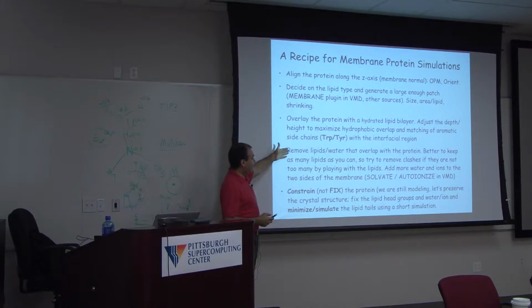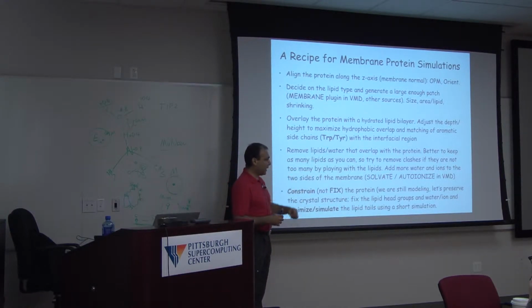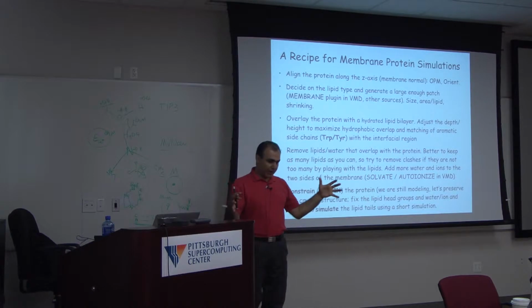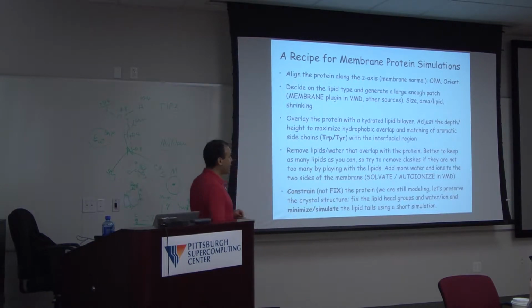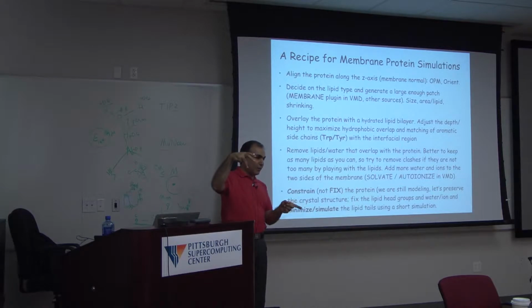Then we remove lipid and water molecules that are overlapping with the protein, the same way that you did it for your water box. We try to keep as many lipids as we can, because otherwise you will have significant shrinking of the membrane patch. If there are small clashes, lipid molecules are very large. You might have only 1 or 2 heavy atoms overlapping with your protein, but then you remove the whole 150-atom lipid. That introduces a large gap.